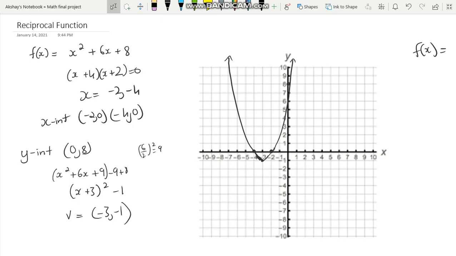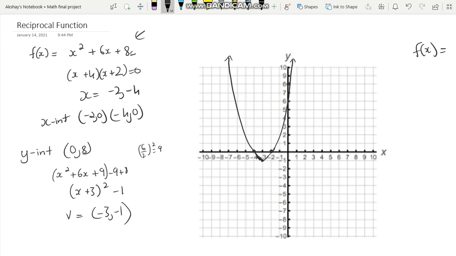So we're going to be looking at reciprocal functions. We're going to graph the reciprocal function of x squared plus 6x plus 8. I've gone ahead and graphed x squared plus 6x plus 8 just as is. I factored it, it was factorable very easily. I found my x-intercepts were negative 2, 0 and negative 4, 0.